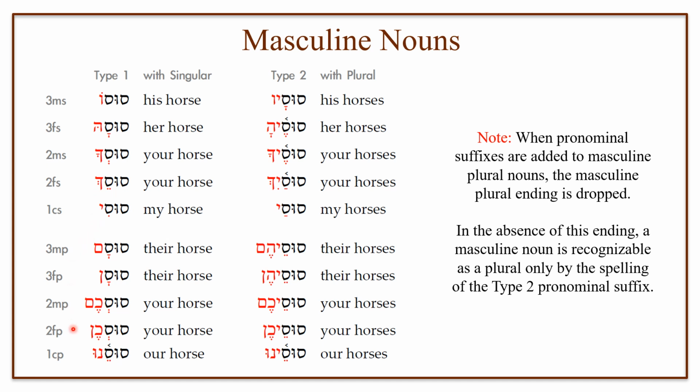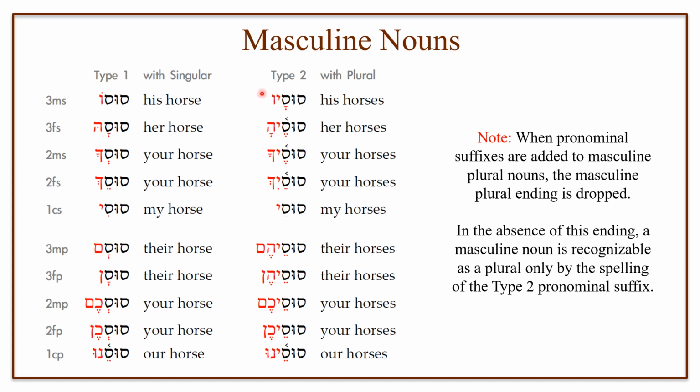Down here, now you get multiple owners of one horse, right? Because the pronouns are all plural. Their horse, feminine, their horse. Your plural horse, okay? Or our horse. So the horse is still singular, even though there is more than one owner here.